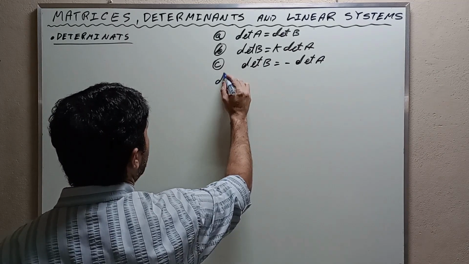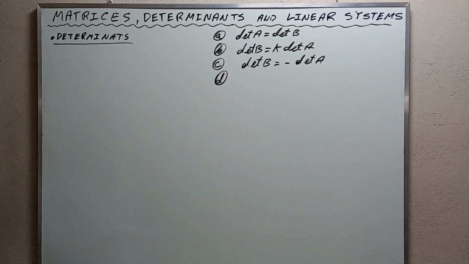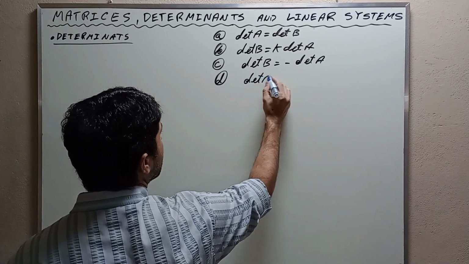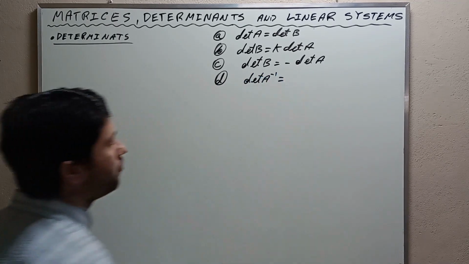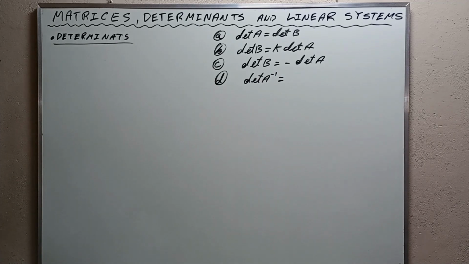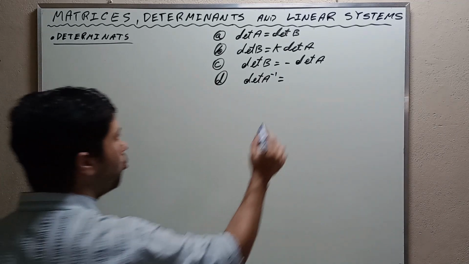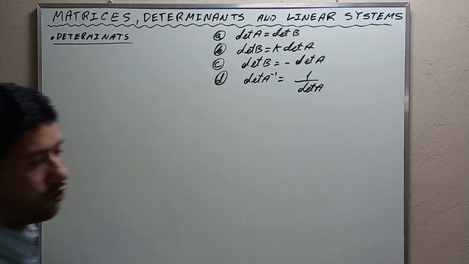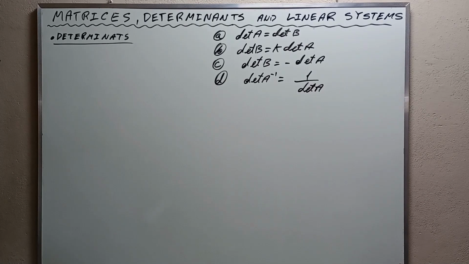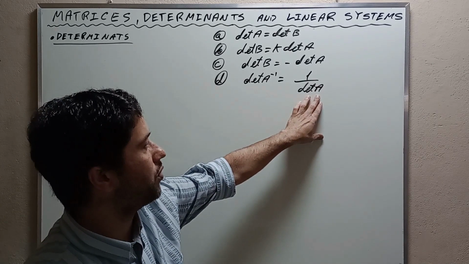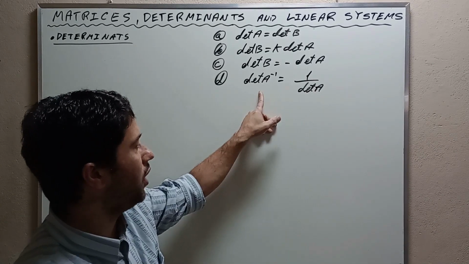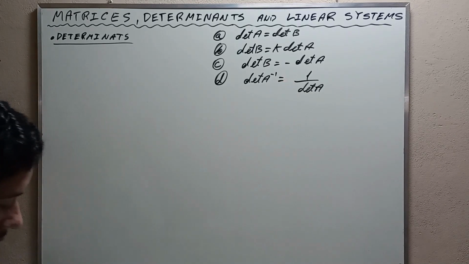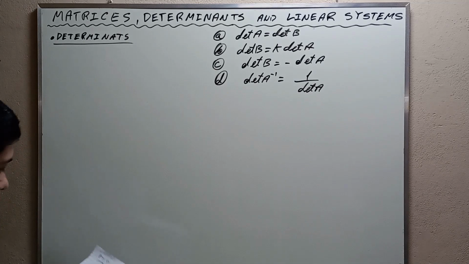Fourth property, letter D, the determinant of the inverse of a matrix is equal to 1 over the determinant of the original matrix. We have a matrix A. The determinant of its inverse is 1 over its own determinant. Let's see an example.